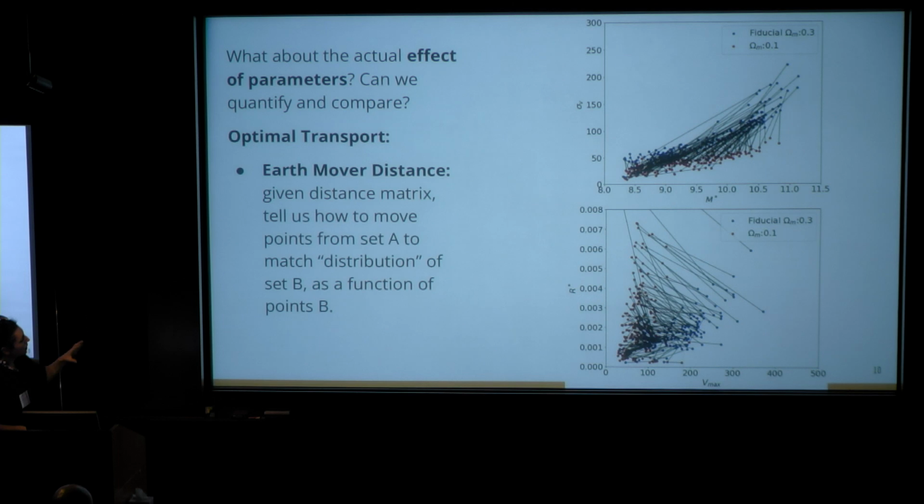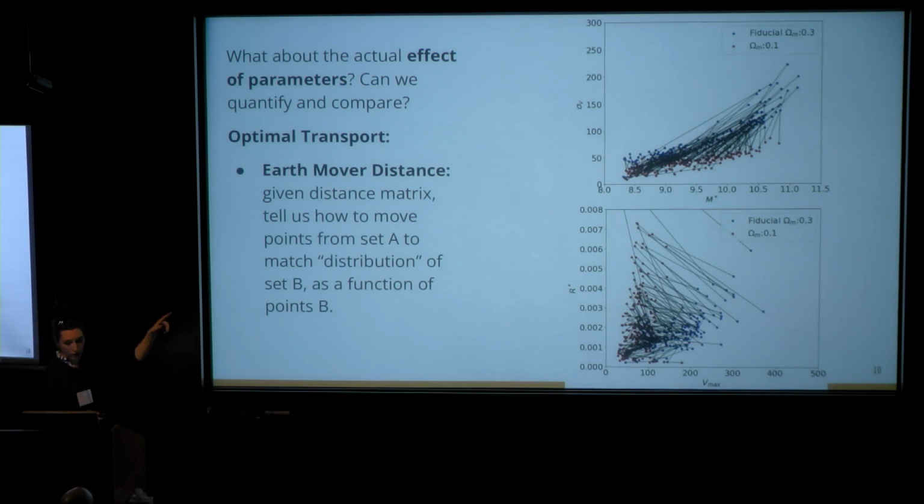Right now we're doing this with optimal transport. We have this thing called the Earth mover distance. Basically the idea is that if I give you a distance matrix between the points of set A and the points of set B, this Earth mover distance tells me how to move the points from set A to match the distribution of set B, and this displacement is expressed as a function of the points in set B.